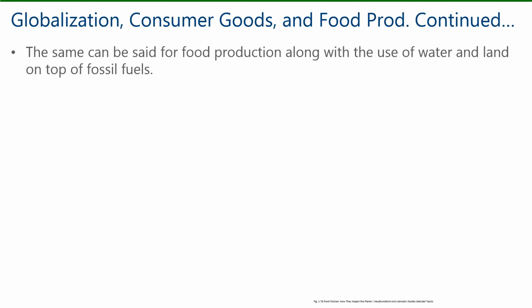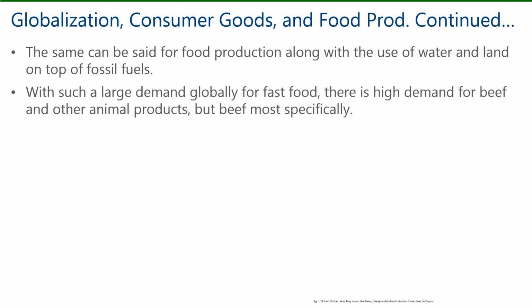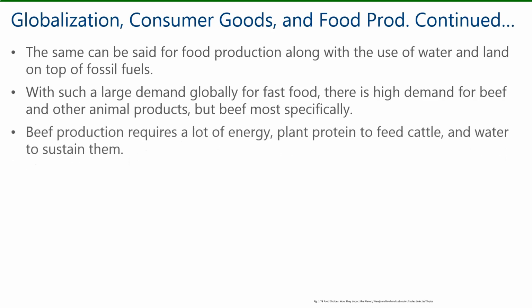The same can also be said for food production, along with the use of water and land resources on top of fossil fuels. So with such a large demand globally for fast food, there's a high demand for beef and other animal products, but beef most specifically because most fast food involves hamburgers, cheeseburgers, which are beef products. Beef production requires a lot of energy, plant protein to feed cattle, and then water to sustain them.